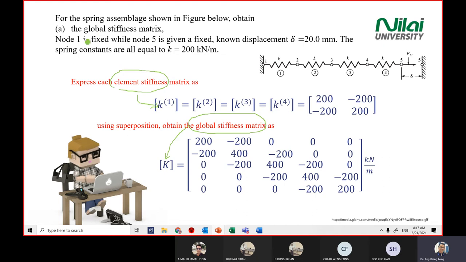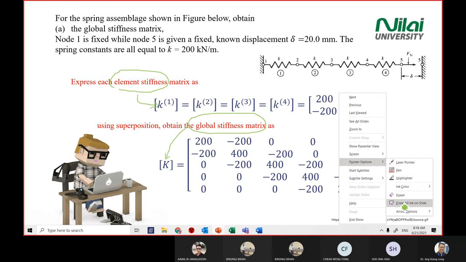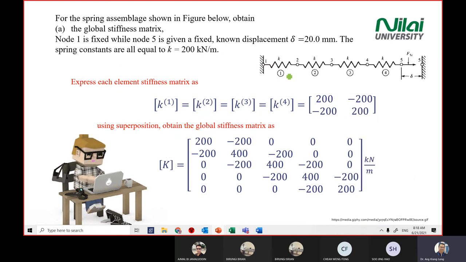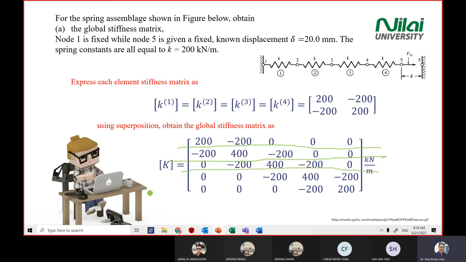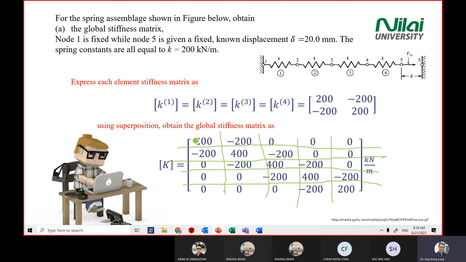Look at the question. The question asks you to find what? The question asks you to find the global stiffness matrix, so it's a capital K. And you have five moving points, or five points of interest: point 1, 2, 3, 4, 5. So in your parking complex, you have five layers of numbers. You just use your pencil to draw out the general shape of the parking complex, or the global stiffness matrix.